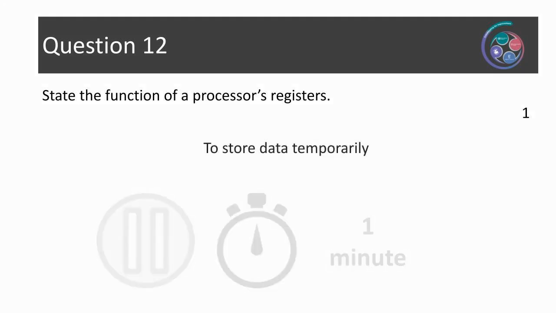So the function of a processor's registers is to store data temporarily. The registers are temporary storage locations within the processor, and they can store addresses, data, or instructions.